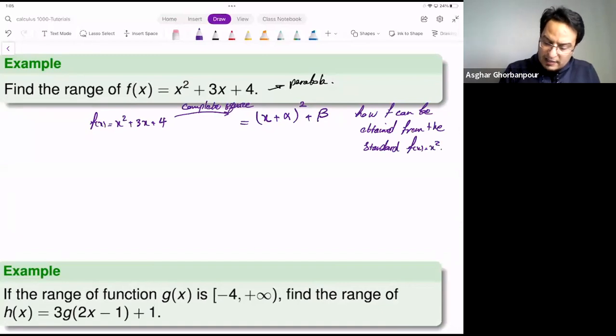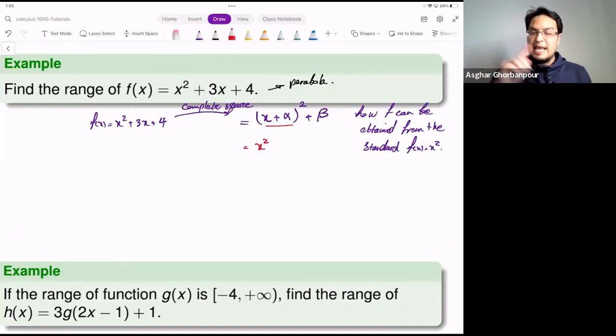Well, how do I find alpha and beta? See, if I know that there are such alpha and beta, I can go ahead and expand this. This will give me x squared. Remember, (a plus b) squared is a squared plus 2ab plus b squared.